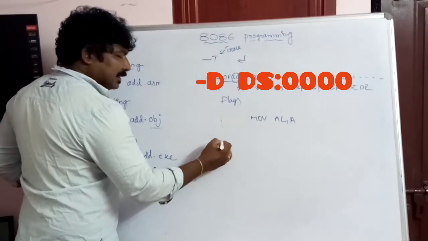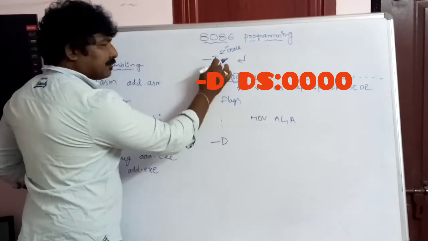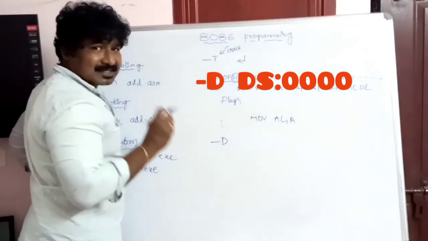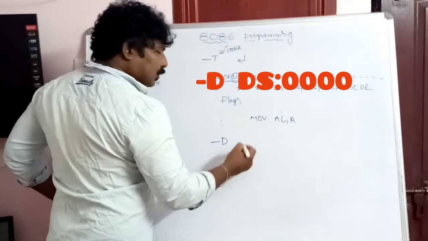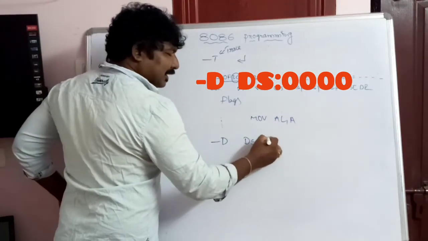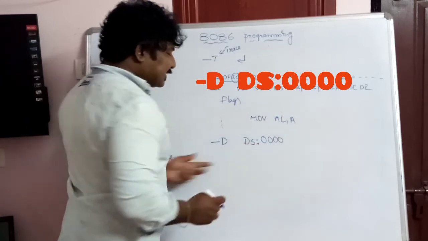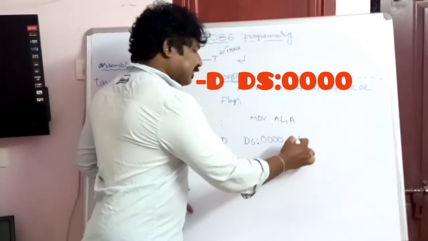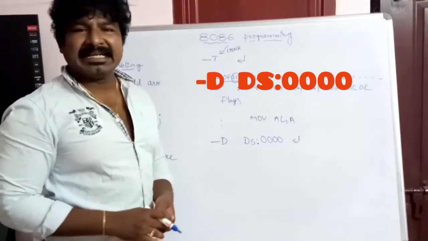-D. Instead of T, you have to type D. D stands for display. So what do you want to display? I want to display the data segment from the address 4 zeros. So this is the command, friends. Just type this and press enter.